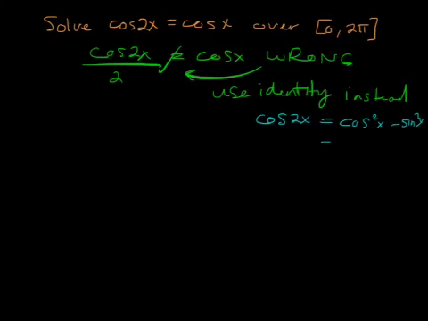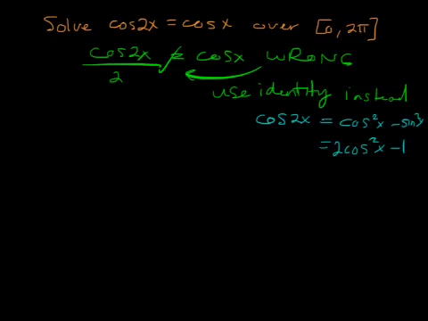But in this case, we're actually going to use the identity that it's equal to 2 cosine squared x minus 1, because we don't want to get sine in the mix. We don't want to incorporate sine in the mix, so we're not going to use that top one. We're going to use this second guy.